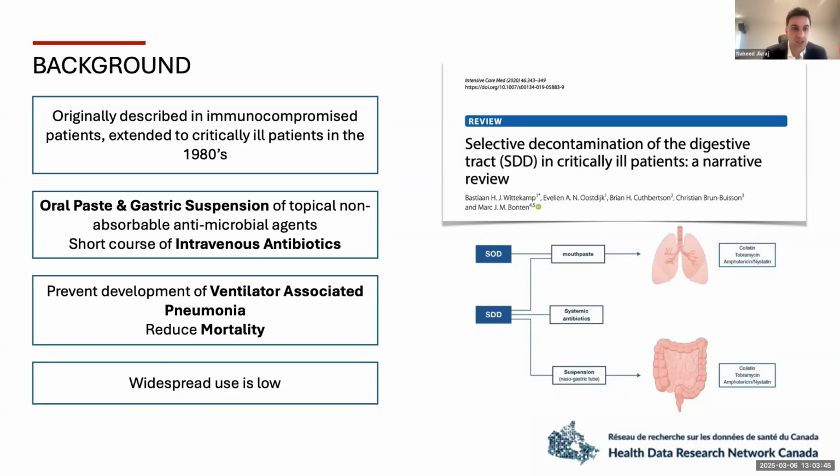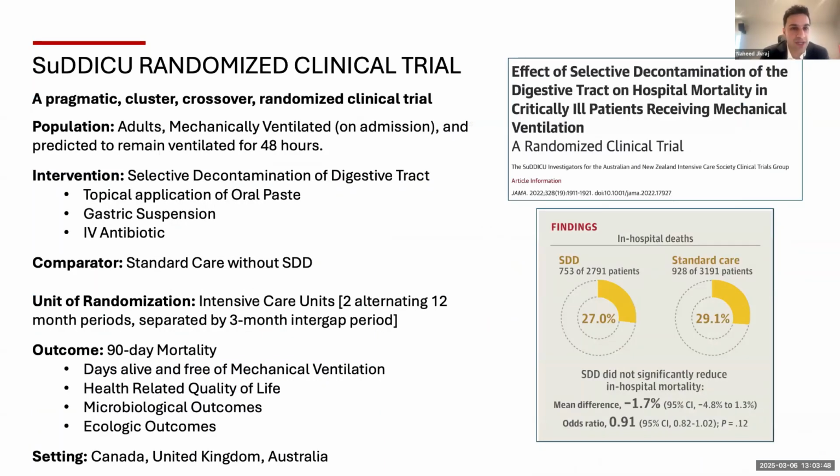And so in this context, the SuDDICU randomized control trial was started over a decade ago as a pragmatic cluster crossover randomized control trial, where the population were adults who were mechanically ventilated on admission to ICU and predicted to remain ventilated for at least 48 hours. The intervention of interest was SDD, which is this cocktail of oral paste, gastric suspension, and an IV antibiotic, so long as the patient wasn't already on an antibiotic with gram-negative coverage. The comparator was standard of care.